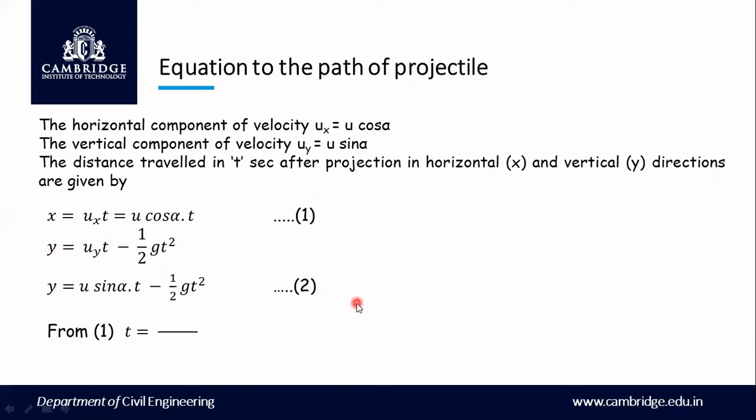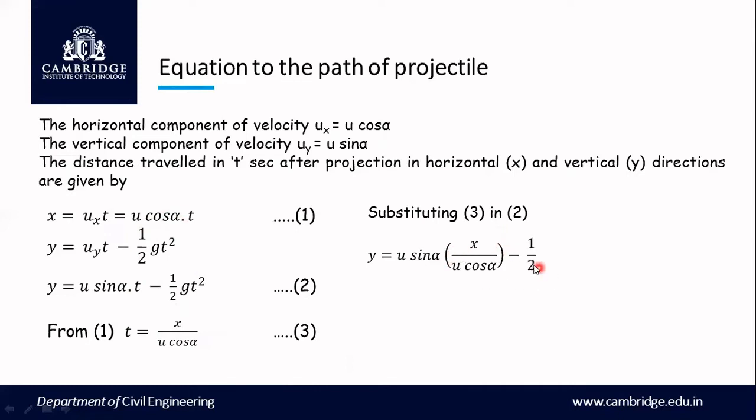From equation number 1, I can rewrite this as t is equal to x by u cos alpha. I call this equation number 3. Substituting equation number 3 in equation number 2, that is, substituting for the time here, I get y is equal to u sin alpha into x by u cos alpha minus half g into x by u cos alpha whole square.